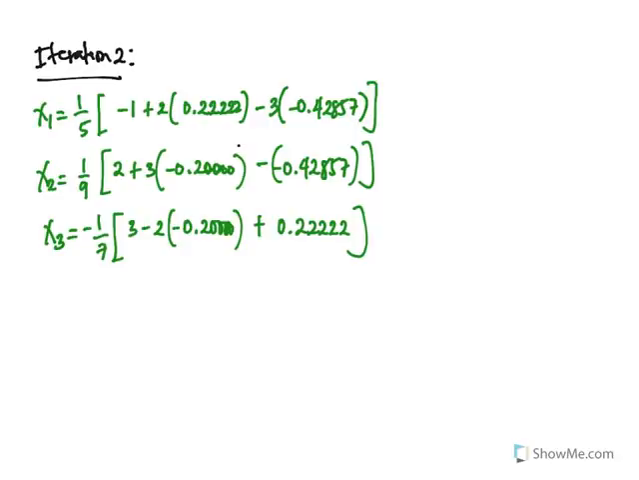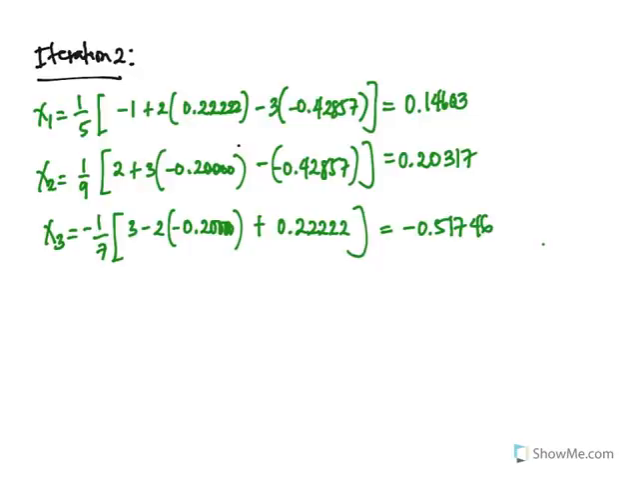So, we have here values of 0.14603, negative 0.20317, and negative 0.51746. Okay? So, all the x1, x2, and x3 that we put into the same iterative formulas came from the first iteration.